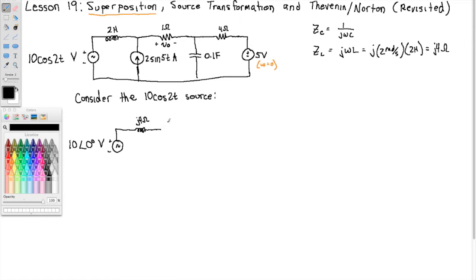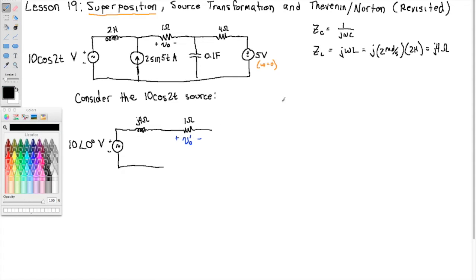Okay, the current source is an open circuit. Turning it off, no current flows. Open circuit. The resistor is still just 1 ohm, and here I'm not going to call this V out because V out is with all three of them turned on. I'm going to say that this is V out prime.